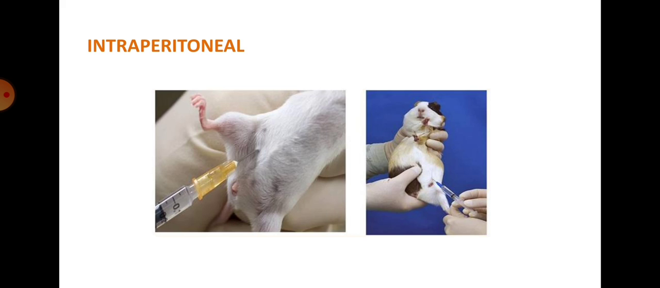So the next route of administration is intraperitoneal, that is IP. Here it is injected into the abdominal cavity. These methods typically produce the highest bioavailability of the substances, because these methods avoid the first pass effect of hepatic metabolism compared to oral gavaging.